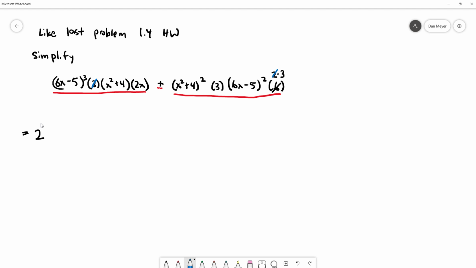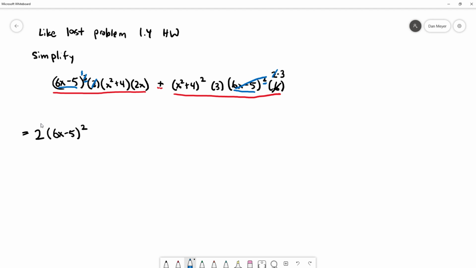Now, the first term has some 6x minus 5's, and the second bunch has some 6x minus 5's. The first bunch has 3 of those, and the second bunch has 2 of those. So I can factor out 2 of them. I can factor out a (6x minus 5) squared. When I've factored that out, I've taken 2 of these 3, so there's 1 left. And I've taken both of those, so there's none left there.